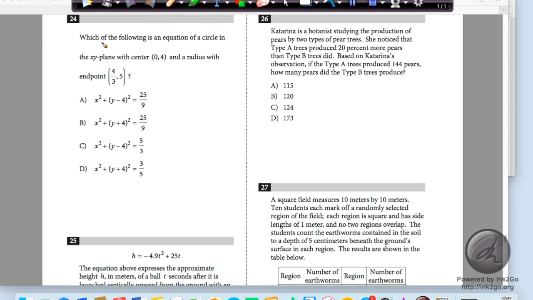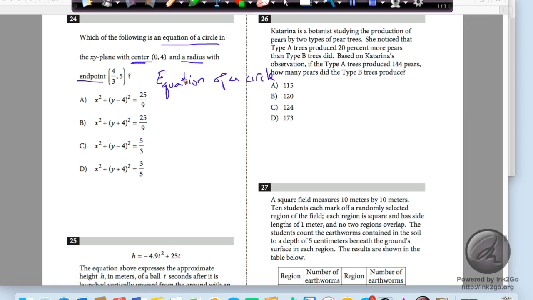Question 24 states: which of the following is an equation of a circle in the xy plane with center (0, 4) and a radius with the endpoint (4/3, 5)? So one of the first things you're going to need to recognize is what is called the equation of a circle.